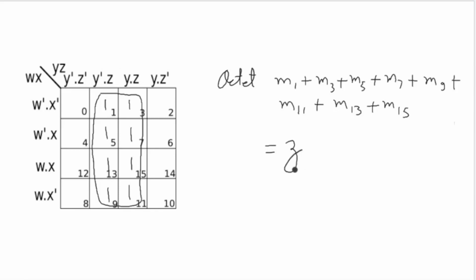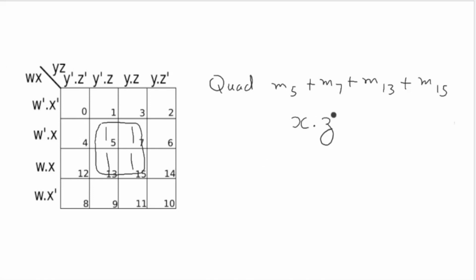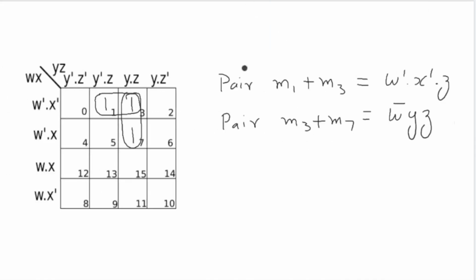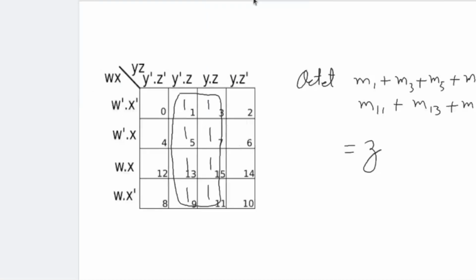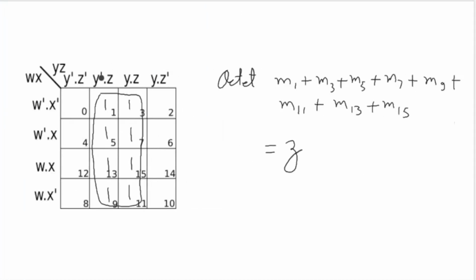Now an important point, a very important point, is that an octet is reducing 3 variables, a quad is reducing 2 variables, and a pair is reducing only 1 variable. So notice there were 4 variables w, x, y, z, out of which 1 was reduced. In case of a quad, there were 4 variables out of which 2 were reduced, and in case of an octet, there were 4 variables out of which 3 were reduced. And that's why we prefer an octet over a quad and a quad over a pair.